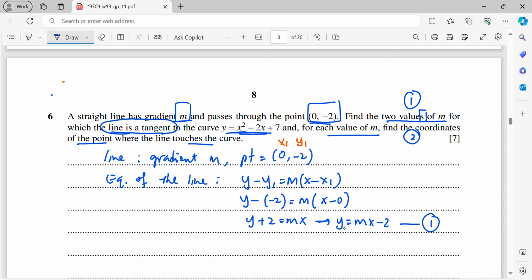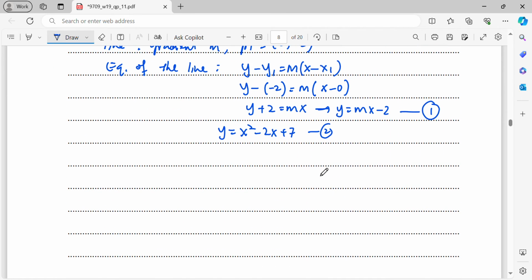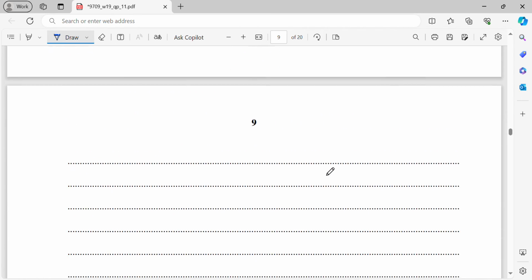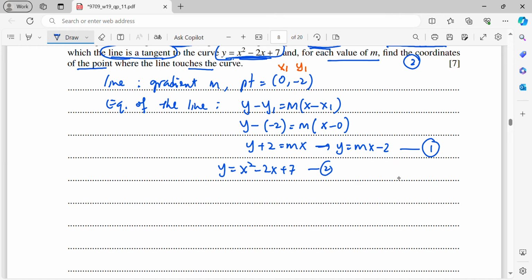And then my second equation is the curve. This is my curve equation: y equals x squared minus 2x plus 7. This is my second equation. Now I solve both equations. I substitute the first into the second. That is the intersection point, which means mx minus 2 equals x squared minus 2x plus 7.